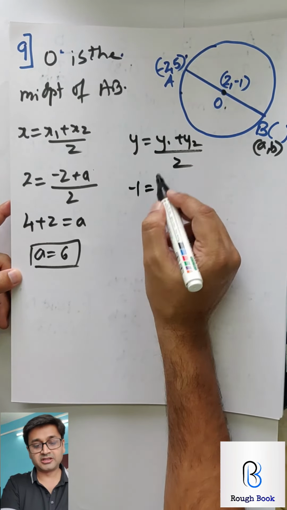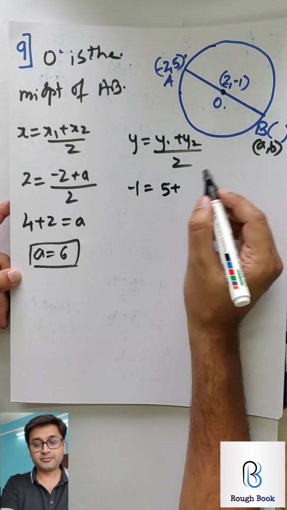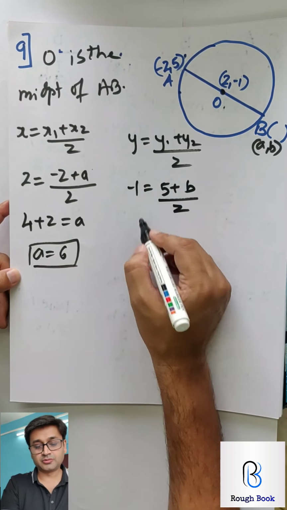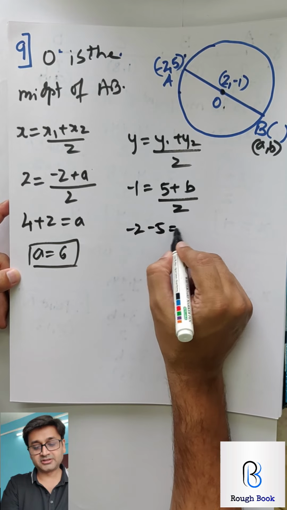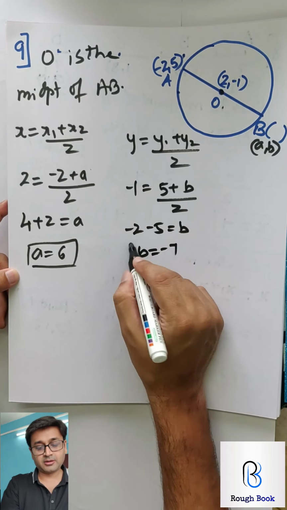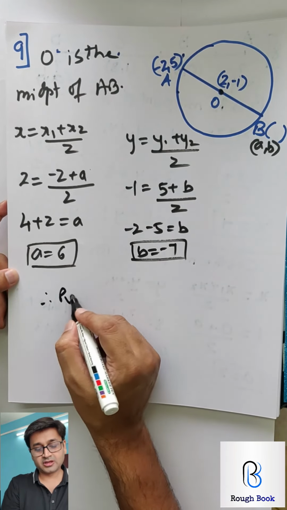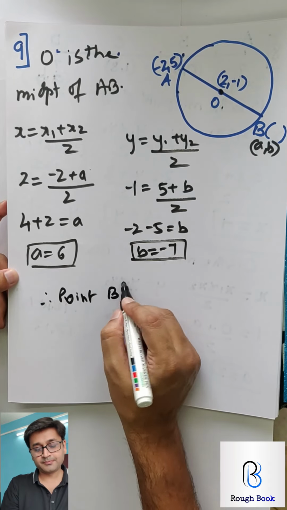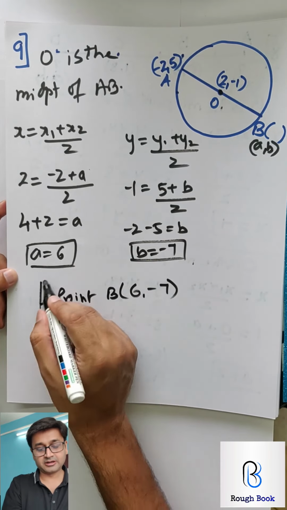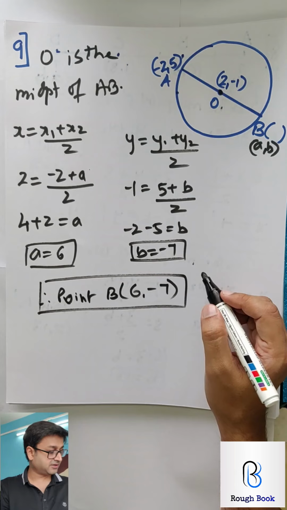Likewise, Y is Y1 plus Y2 by 2. So my Y is minus 1. Y1 is 5. Y2 is B by 2. So minus 2 minus 5 is B. So B becomes minus 7. So therefore I can say point B, that is the other end of the diameter, is 6 by minus 7.